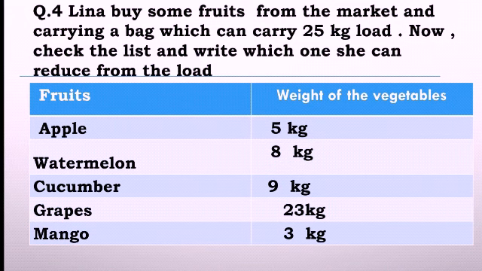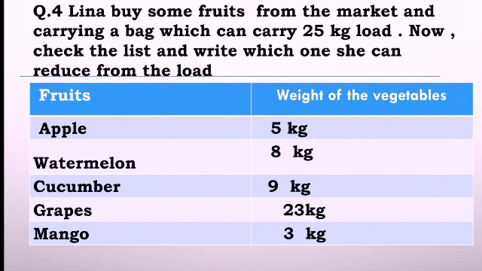Lena buys some fruits from the market and is carrying a bag which can carry a load of 25. Now check the list and write which one she can reduce from the load. See, here it will be fruits, and I have written here weight of vegetables. It will be weight of fruits. Okay, just make the correction.